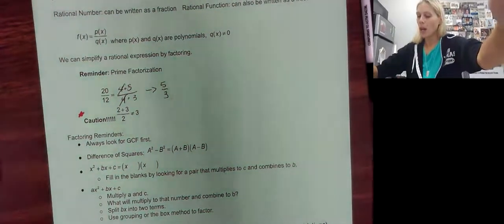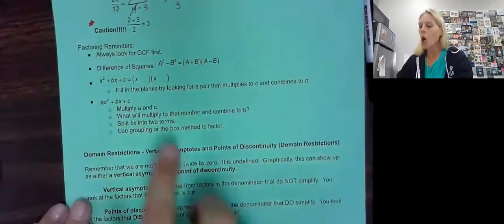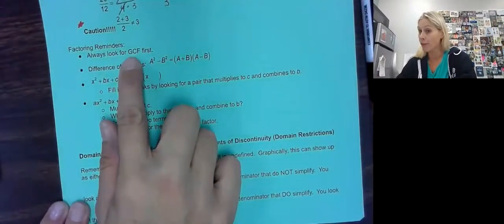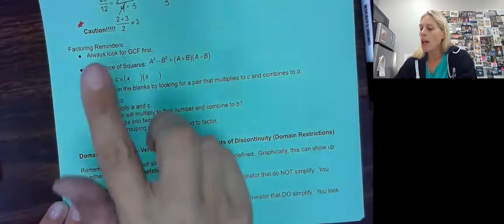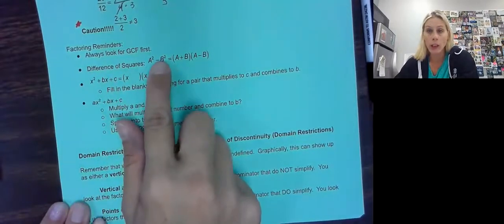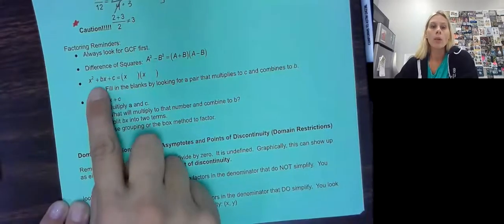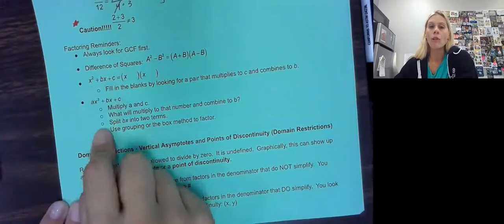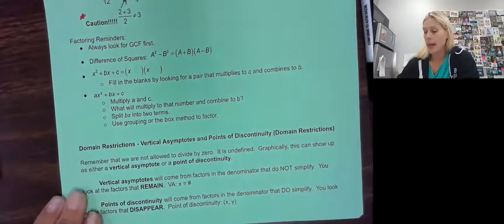Okay. All right. So let's remember our factoring. Always looking for the GCF first. Some of you forgot to do that last chapter. And then there's different things that we can do. If we see a difference of squares, right? What does that mean? And factor that quickly. Or how do we factor, whether it be using your box method or your grouping, okay?